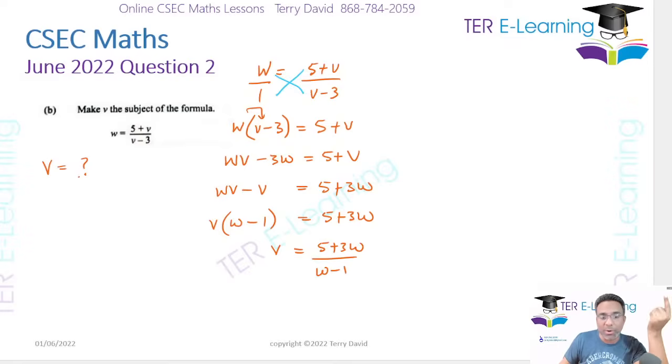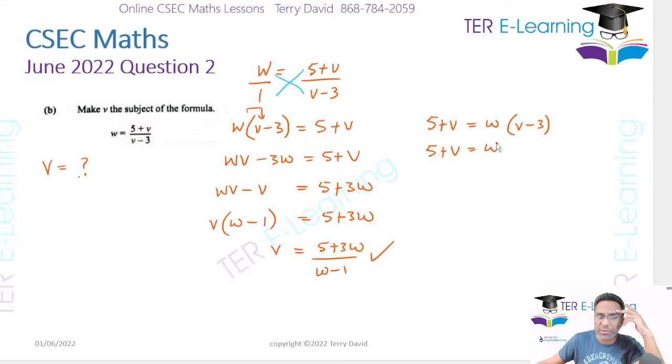Now, some of you would have gotten something that is slightly different to this, and the reason why has to do with how you rearrange this. So this is one possible answer, but some students may have done it like this. So this is an alternative. Some students would have done V, 5 plus V is equal to W open brackets V minus 3. Some students would have done that, in which case they would have gotten V, 5 plus V is equal to WV minus 3W.